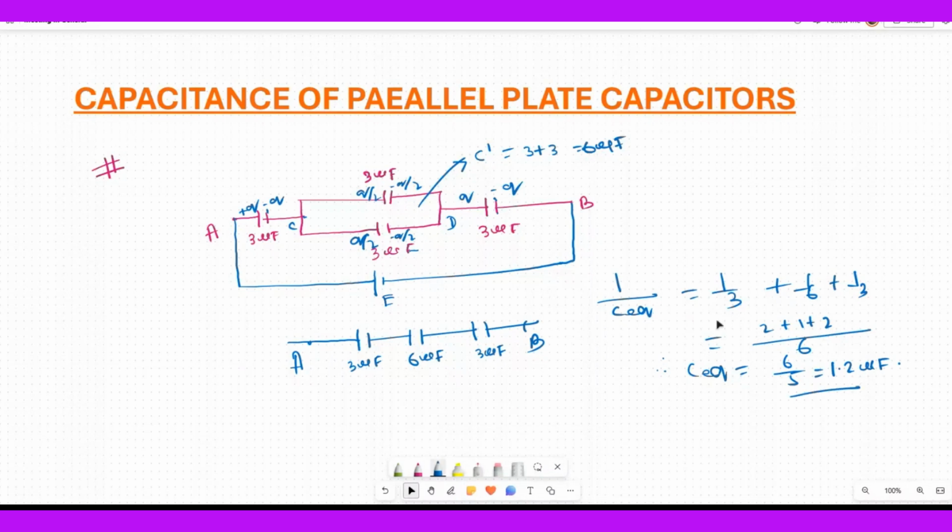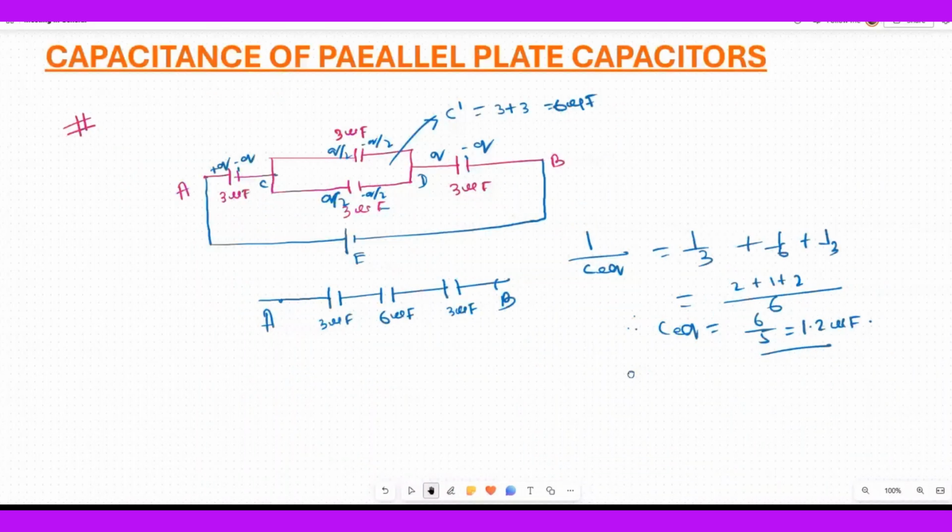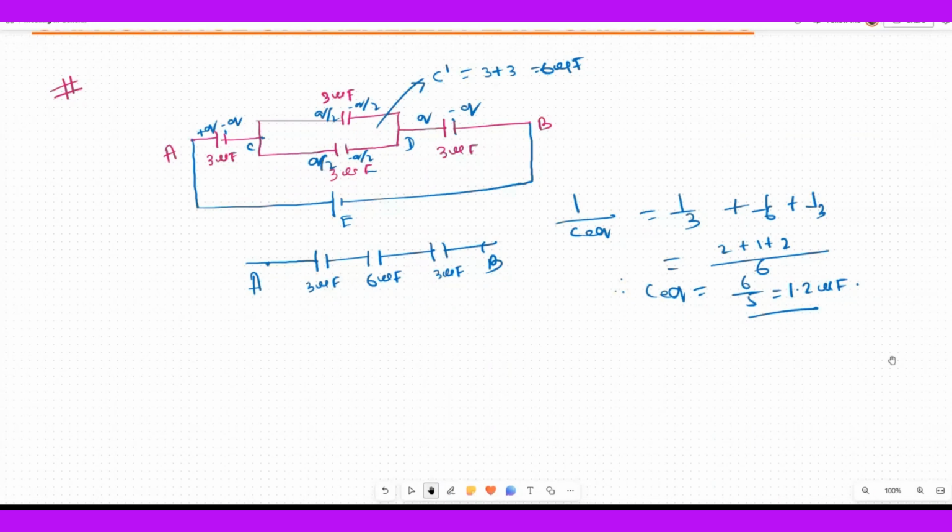Just to replace these capacitors by this single capacitor, the concept is that it will assume the same amount of charge. That's why it is called equivalent capacitance.